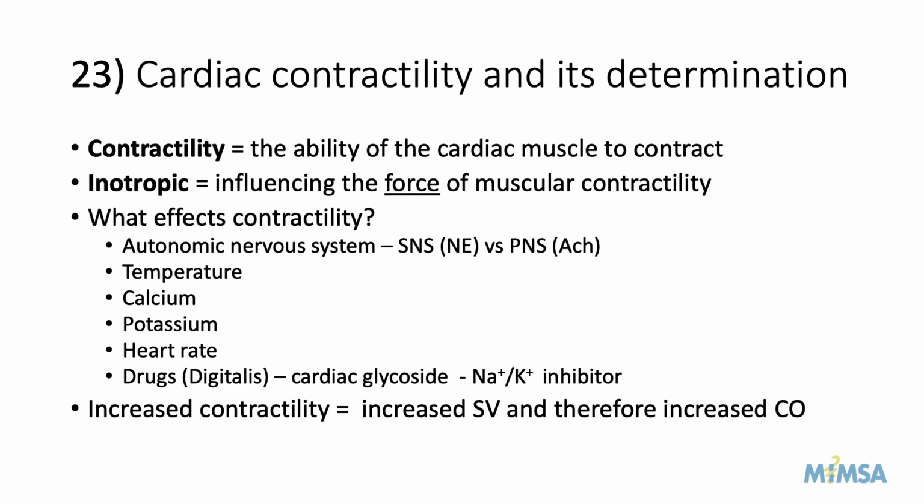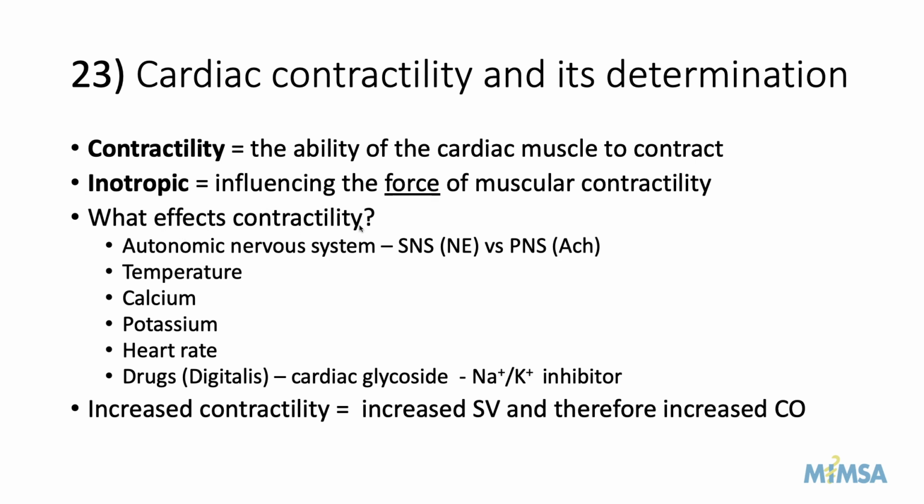So contractility is just the ability of the cardiac muscle to contract. If the muscle is able to contract, it has contractility. If it can't contract, then it has zero contractility. And then inotropism. Inotropic is influencing the force of the muscular contractility. So if you contract with a higher force, you'd say that it's positive inotropism. And back when I was studying for the physio exam, I used to get this word mixed up with ionotropic. It's nothing to do with ions. It's inotropic, a different word. So make sure you don't start saying ionotropic in the exam.